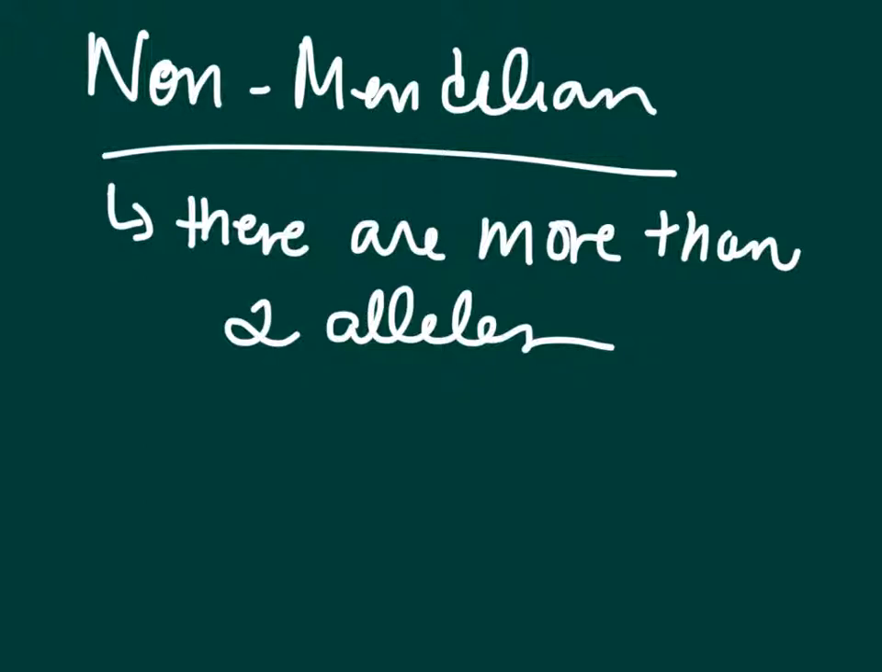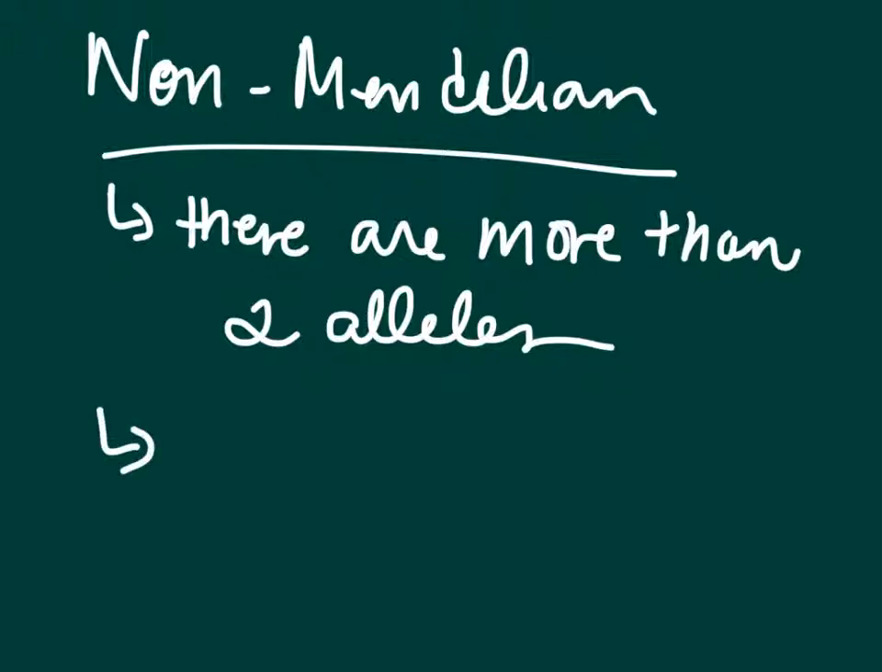Then we think about things like height. Height in humans, not only are there more than two alleles, so there's more than two versions of that gene you can inherit, but there's also an environmental factor. Your diet as you're growing affects your height. That's non-Mendelian. Poor Gregor Mendel, he never considered the fact that environment can influence gene expression.